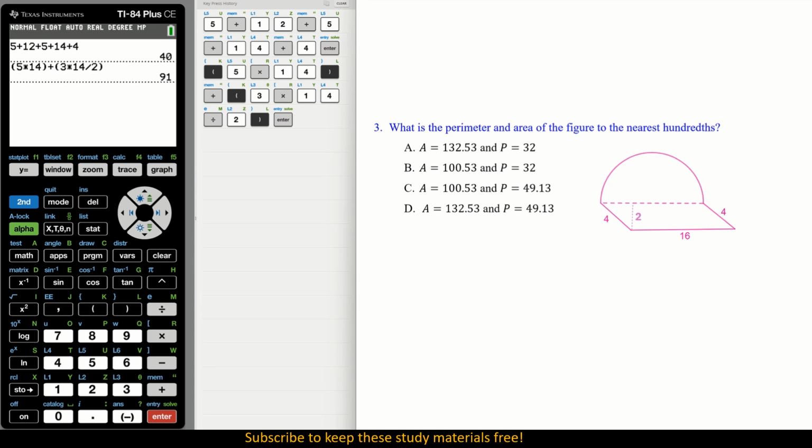I don't think it matters if we start with the perimeter or area, but let's do the perimeter first. We need to make sure that we're seeing this correctly. So the perimeter will be equal to 4 plus 16 plus 4 plus, okay, circumference divided by 2. So we need the circumference. Well, we know the radius.